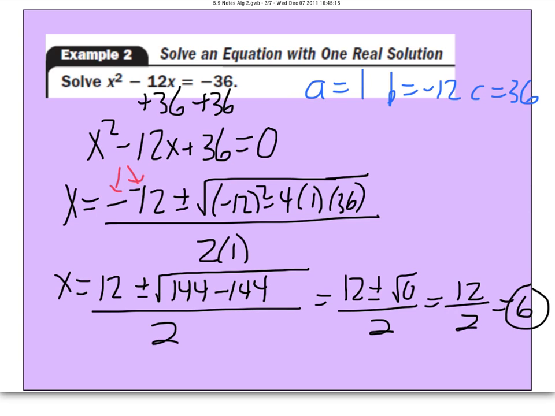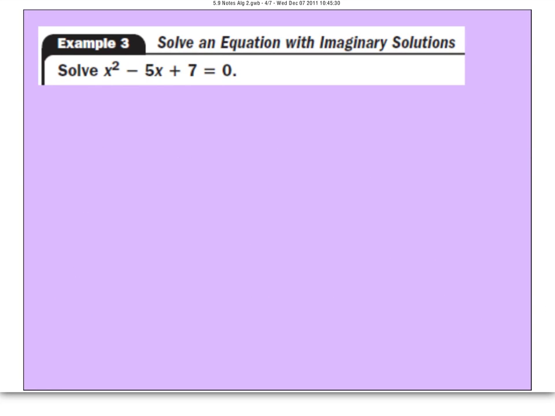Now this is a special case because since this whole side is 0, the plus and minus side kind of fizzles out. It goes away because it's plus or minus 0, so it doesn't matter. This particular quadratic equation only has one answer. The answer is 6. So when the number under the square root becomes 0, that's what happens, the one answer transpires.